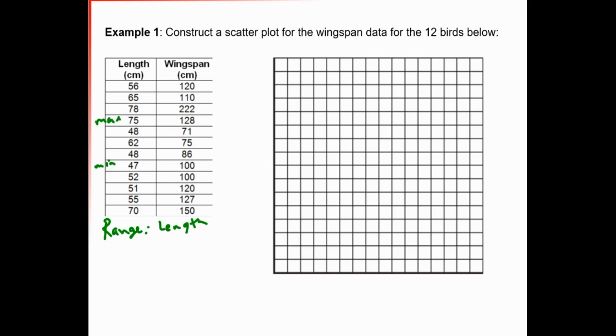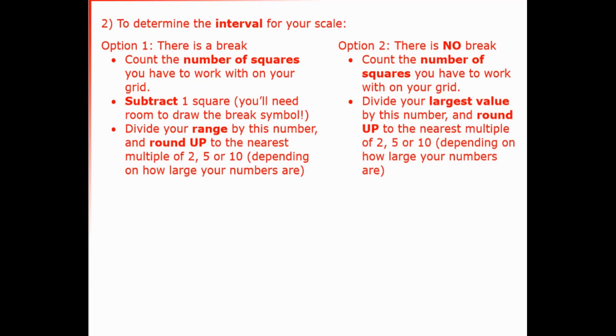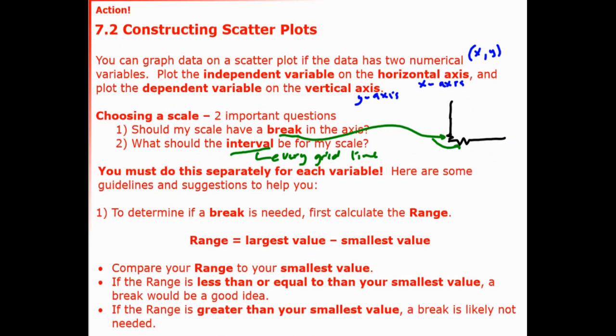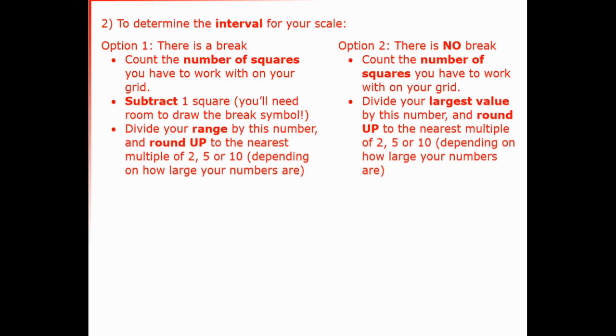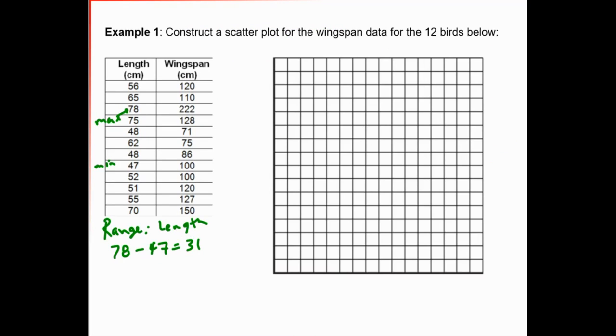So for the range of length, we have a top number. Oh, actually, 78 was larger. 78 minus 47 is 31. So we asked ourselves, when do we need a break? It said to compare: if the range is less than or equal to your smallest value, then a break would be a good idea. The range is only 31, so it's much less than 47.